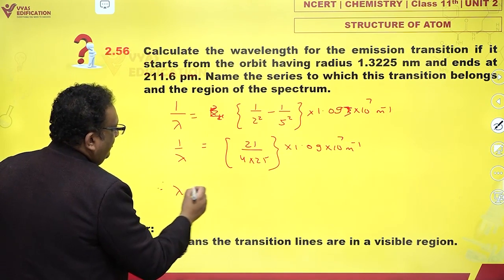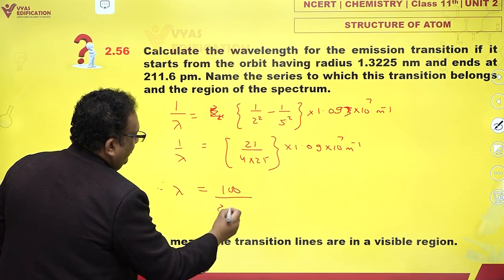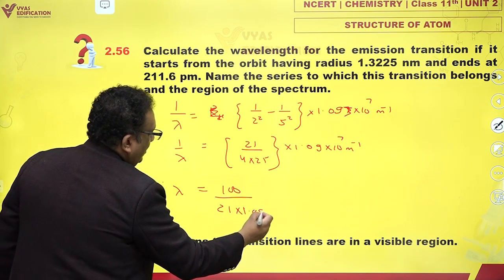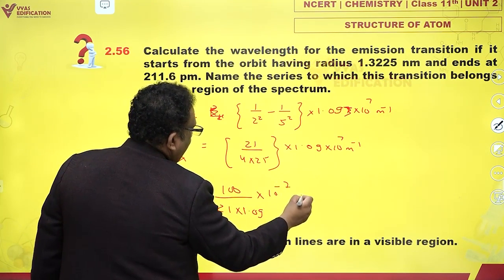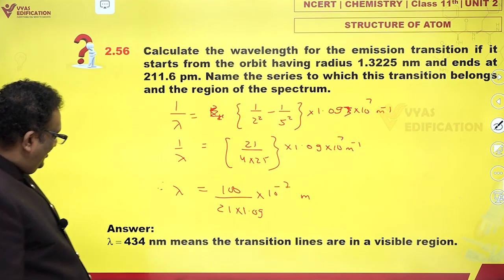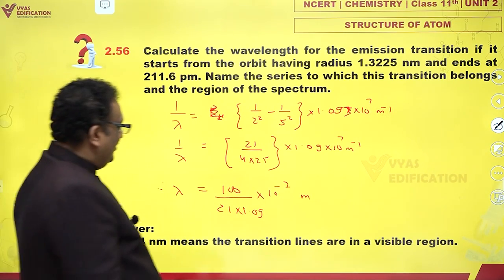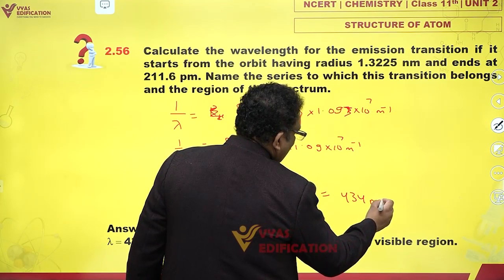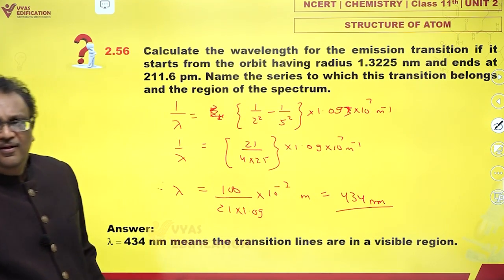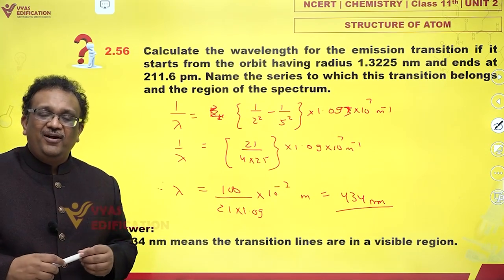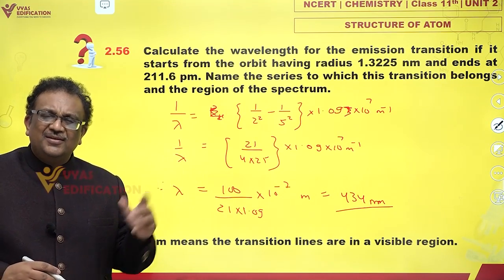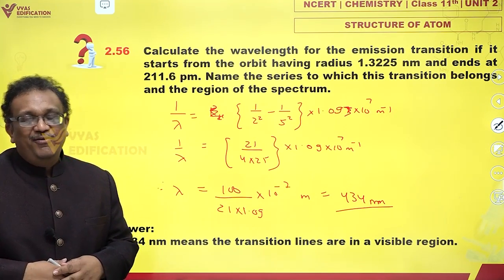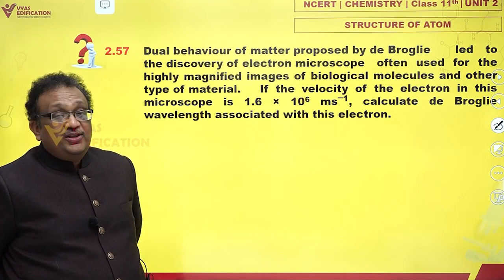Therefore, lambda is 100 by 21 into 1.09 into 10 raised to minus 7 meters. Solve that. That comes out to be 434 nanometers, or roughly 4,300 angstrom units, which is the Balmer region, or visible region, very obviously.